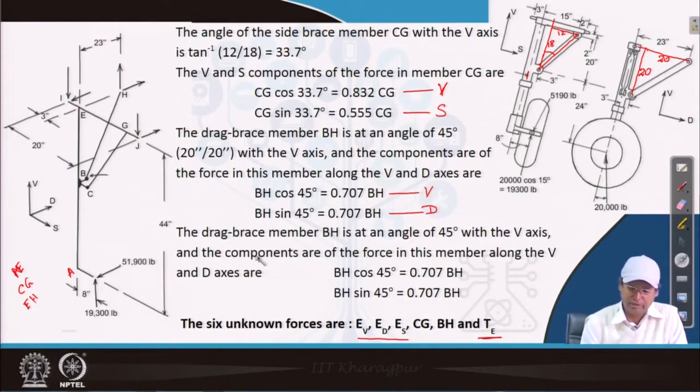The drag brace member BH is at an angle 45 degree with V axis and the components of the force in this member along V and D axis are... it is a kind of repetition by mistake. So, please ignore that part, let us proceed to the next page.